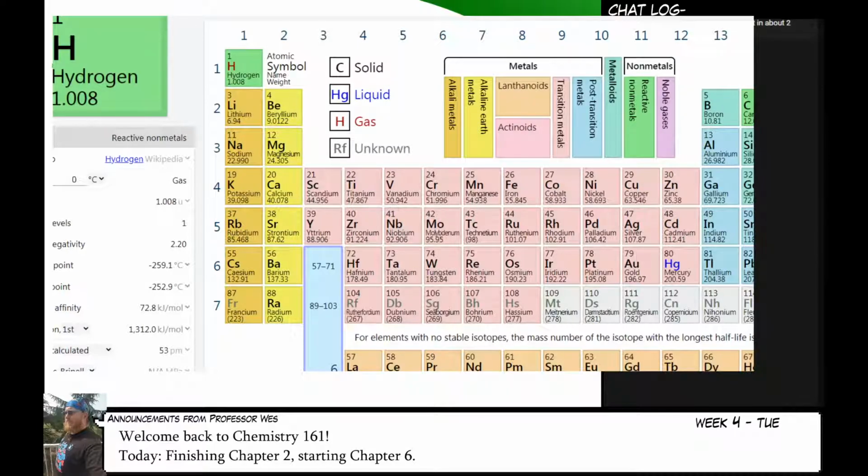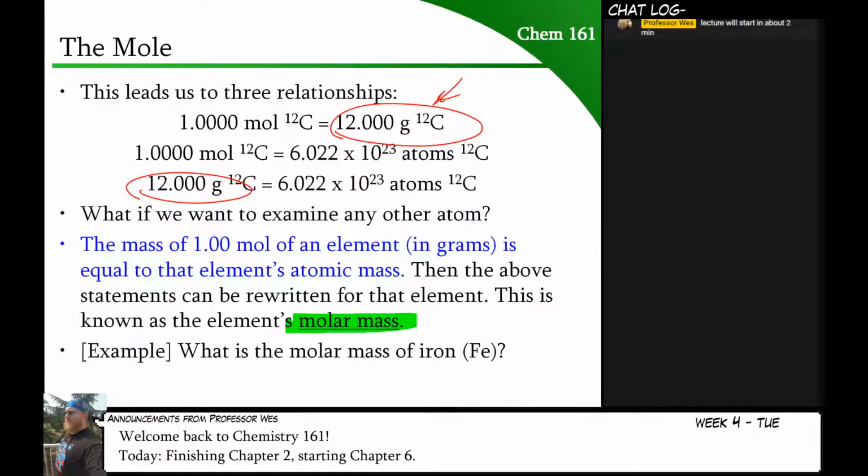So if you look at iron right here, there it is. And you see this number right next to it, 55.845, that I'm highlighting. That is the atomic mass of iron in AMU, but it's also its molar mass. That's the number of grams per mole of iron. And you could do that for any element that you want.